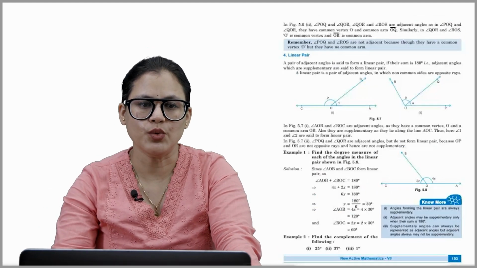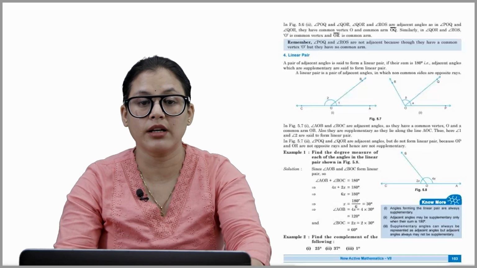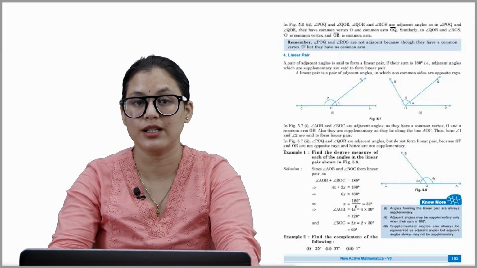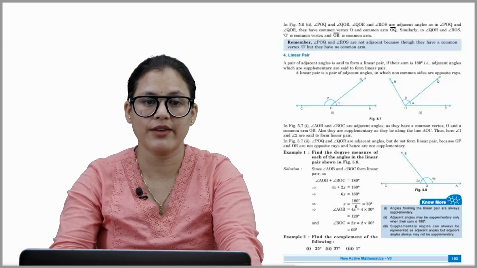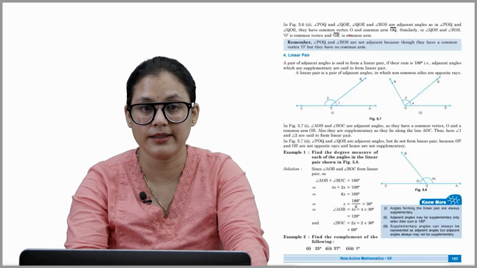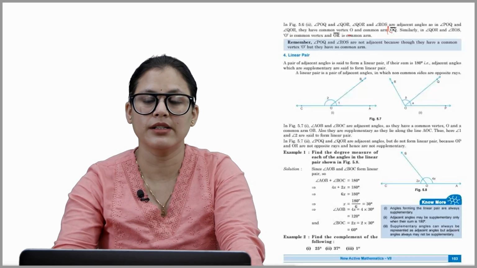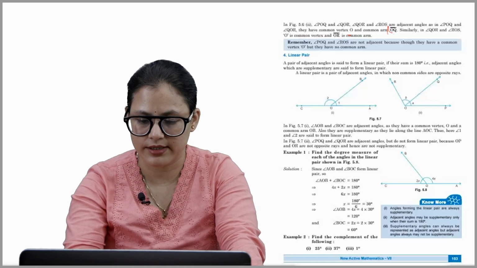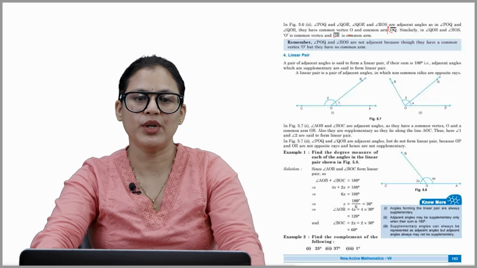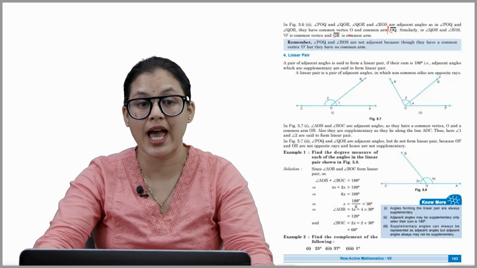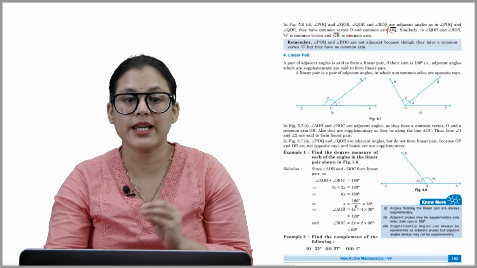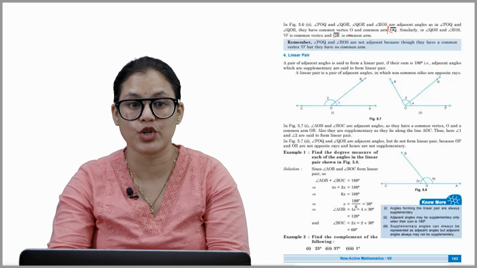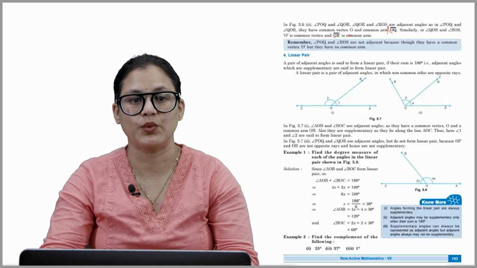In figure 5.26 second part, angle POQ and angle QOR, and angle QOR and angle ROS are adjacent angles, as in angle POQ and angle QOR, they have a common vertex which is O and the common arm is OQ. Similarly, in angle QOR and angle ROS, O is the common vertex and OR is the common arm. Remember, angle POQ and angle ROS are not adjacent because though they have a common vertex O, they have no common arm. So for adjacent angles, there should be a common arm and a common vertex, right?